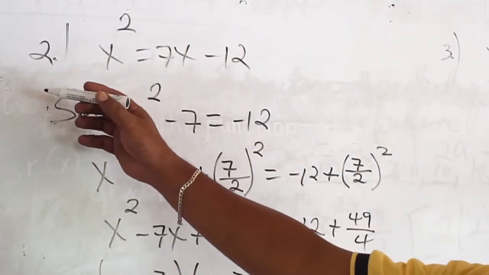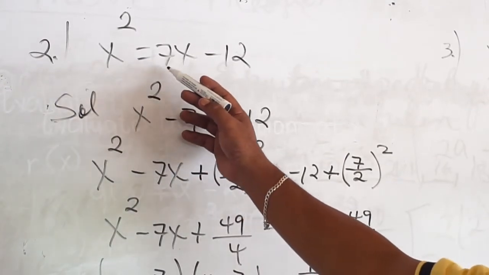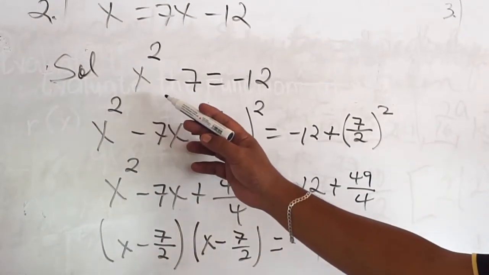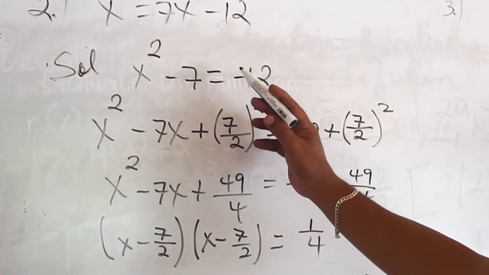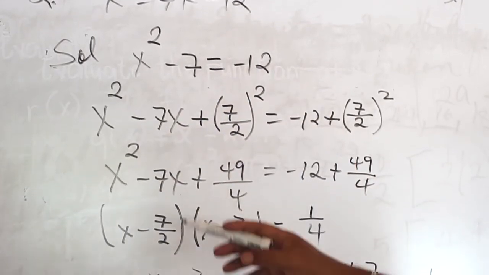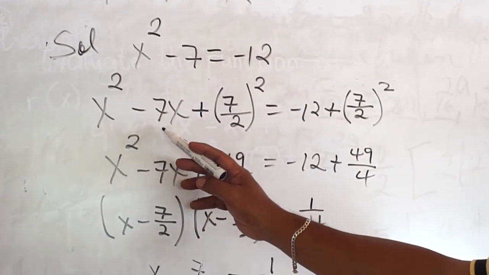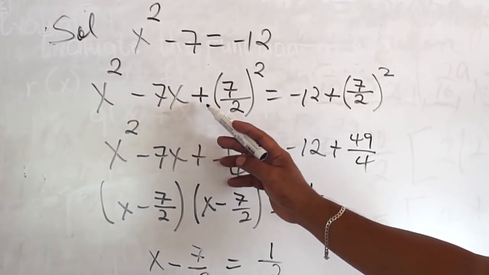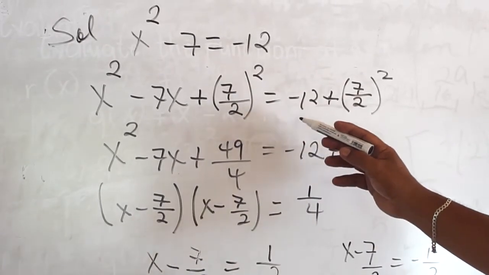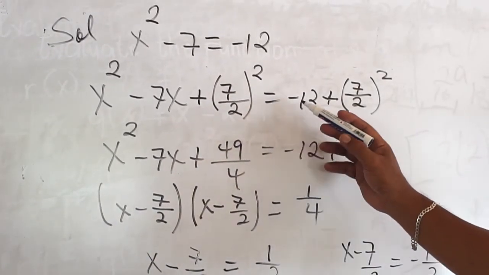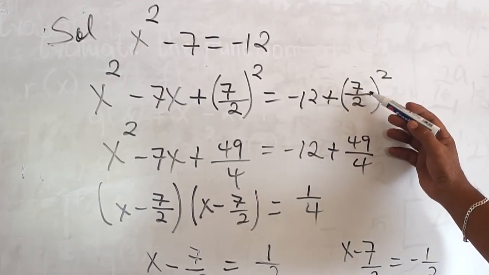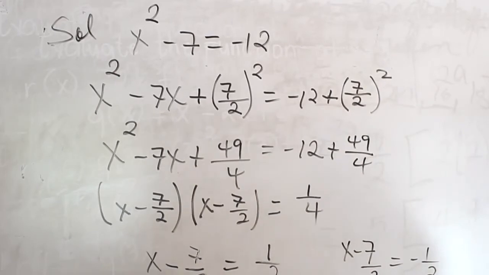Okay, so we have example number 2: x squared equals 7x minus 12. Then we have here the solution. So x squared minus 7x equals negative 12. Then x squared minus 7x, then we have plus 7 over 2 squared, equals negative 12 plus open quantity 7 over 2, closed quantity squared.